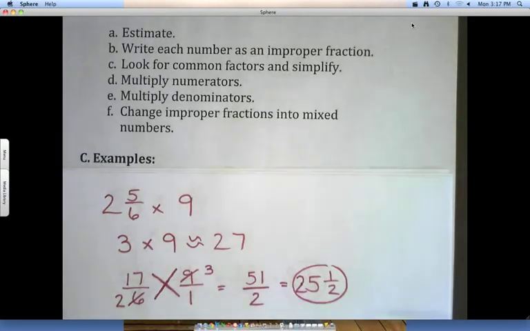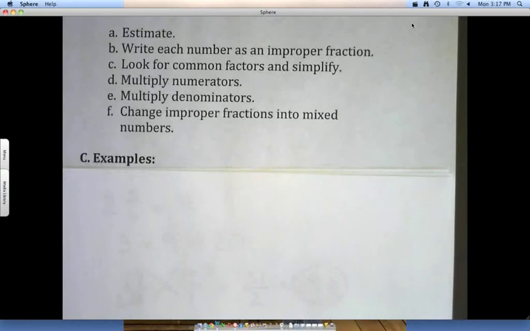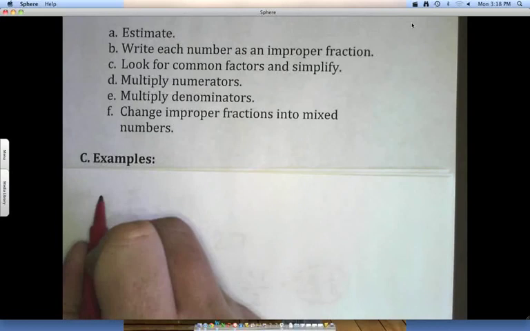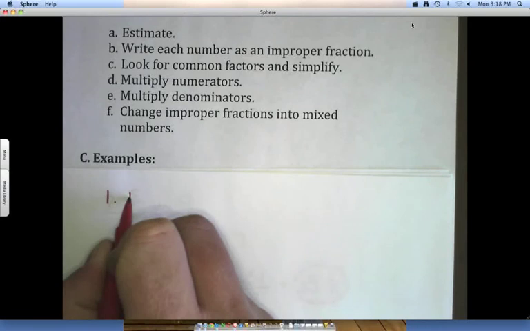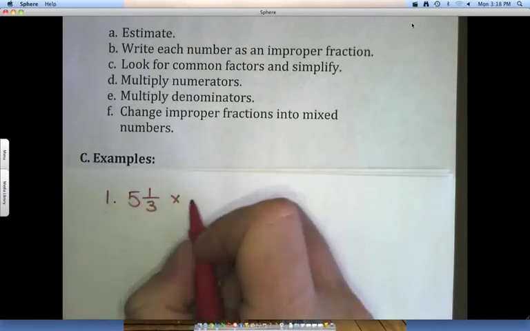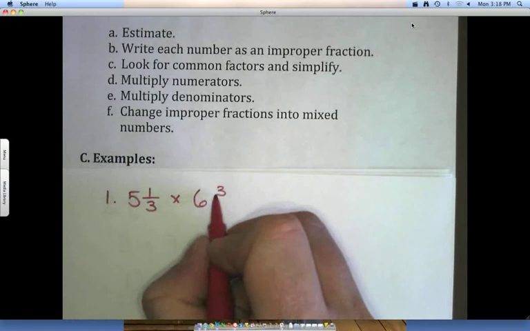I'm now going to give you 4 problems that I want you to work on your own at home and submit these answers onto Edmodo. So when you turn in your assignment, or show me that you watched the video, I want you to give me the answers to these 4 problems. The first one is 5 1/3 times 6 3/5.